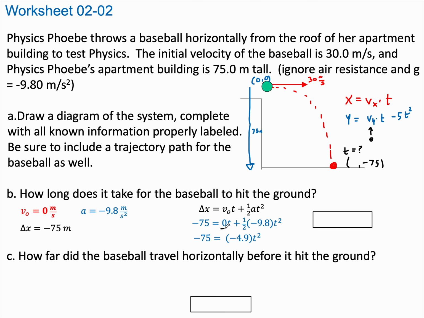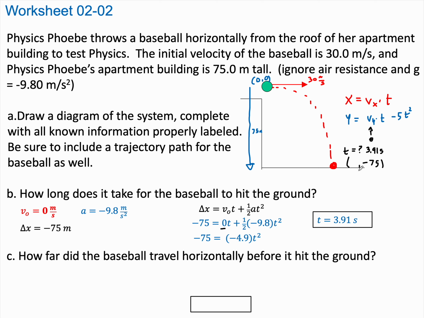Solving this, we divide both sides by negative 4.9 and then take the square root. You'll discover the time it hits the ground is going to be 3.91 seconds. How far away from the cliff will it land?